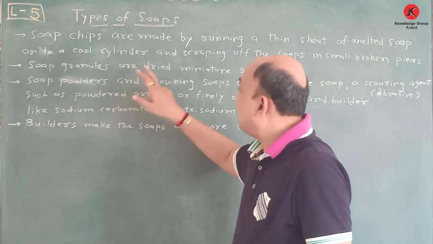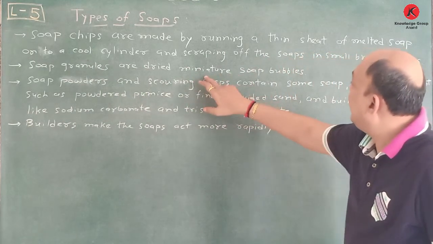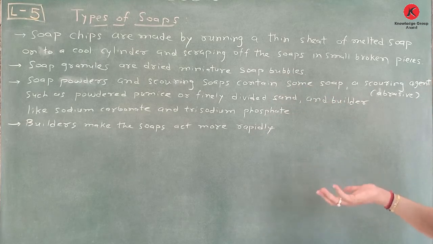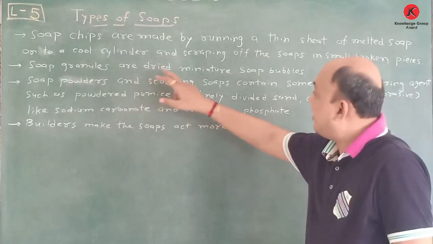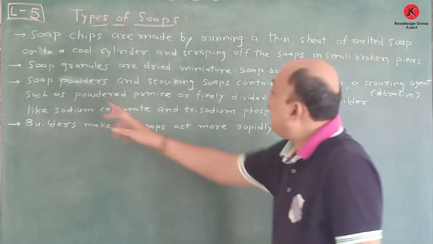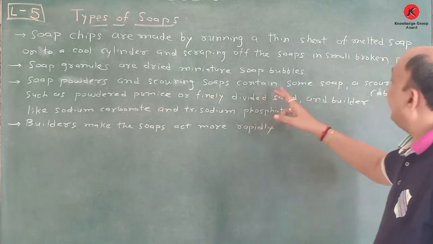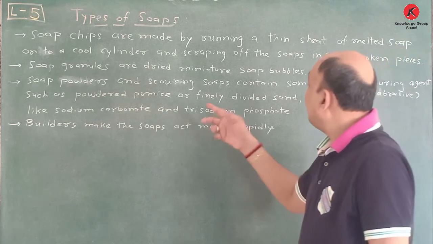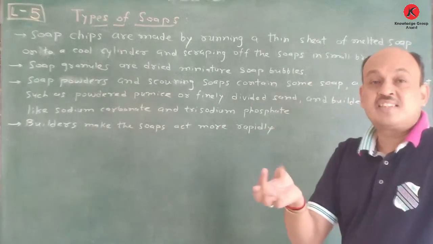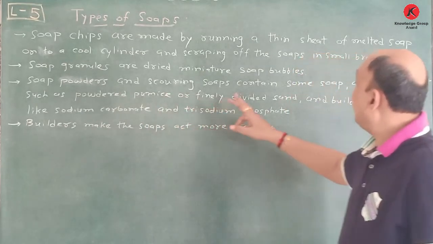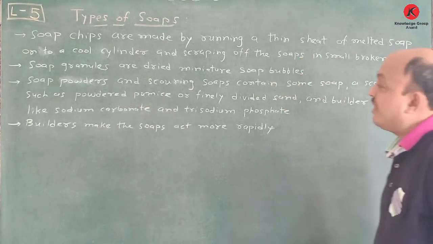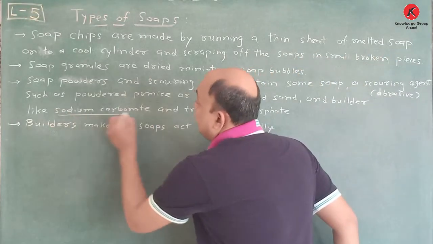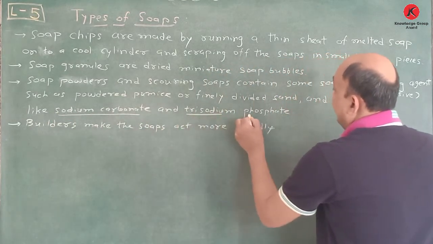Soap granules are dried miniature soap bubbles. Soap bubbles are produced, and then the soap granules are dried. Soap powders and scouring soaps contain a scouring agent, an abrasive such as powdered pumice or finely divided sand, and builders like sodium carbonate and trisodium phosphate. Remember the names of these builders: sodium carbonate and trisodium phosphate.